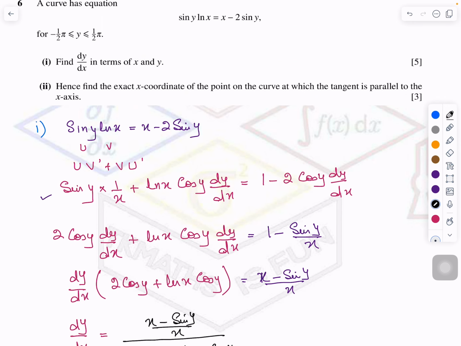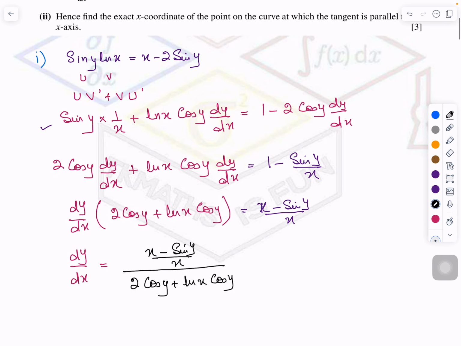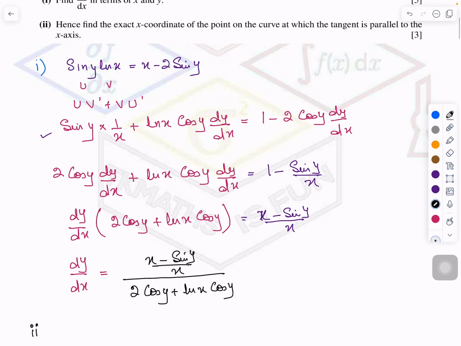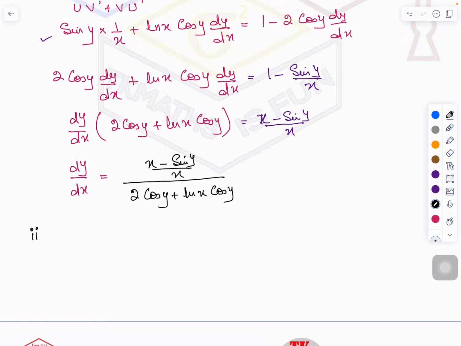It is not given any particular form. It is just saying write down in terms of x and y. Now suppose you have gotten it here and now you have to do part 2. Part 2 is saying find the exact x coordinate of the point on the curve at which the tangent is parallel to the x-axis. Now what does it mean? Tangent parallel to the x-axis means the gradient is 0. It means in this equation I will write dy over dx equals 0. Agreed?